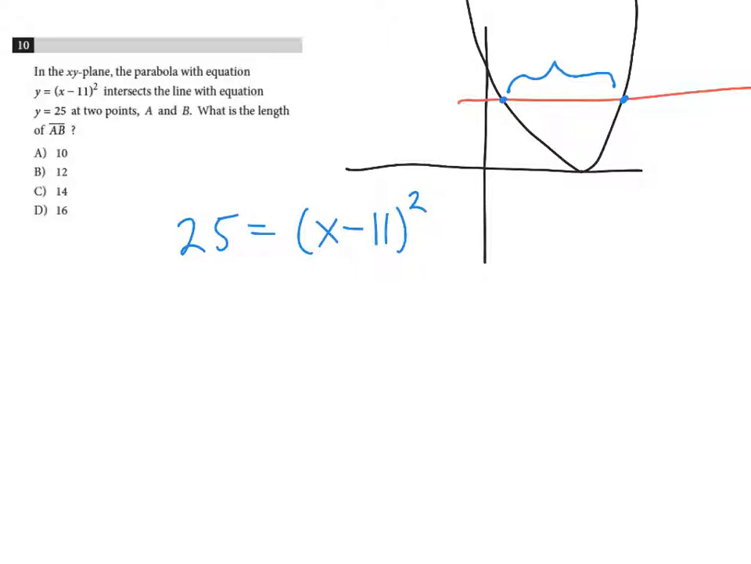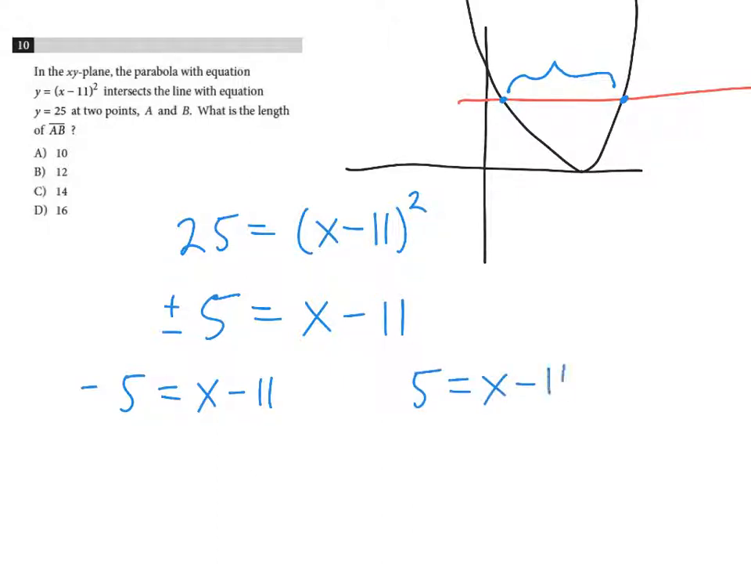However, I'm seeing that I can just take the square root of both sides. The square root of 25 is just 5, so plus or minus 5 equals x minus 11. So we're going to have two equations: negative 5 equals x minus 11 and 5 equals x minus 11. Solving for x, I'm just going to add 11 to both sides. Get 6 equals x. Add 11 to both sides over here. Get 16 equals x.